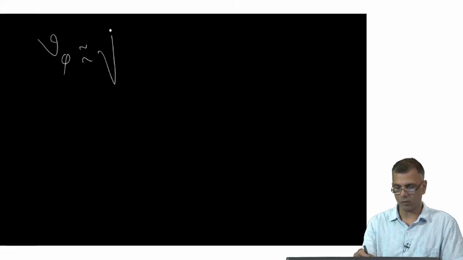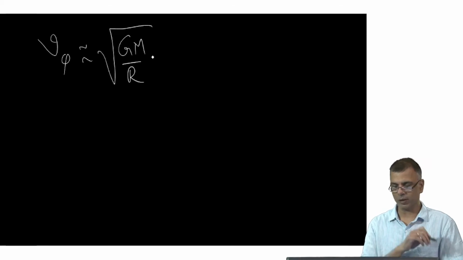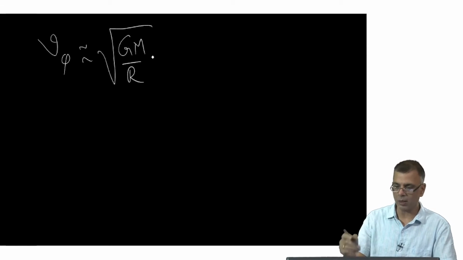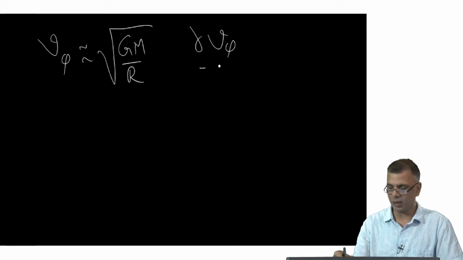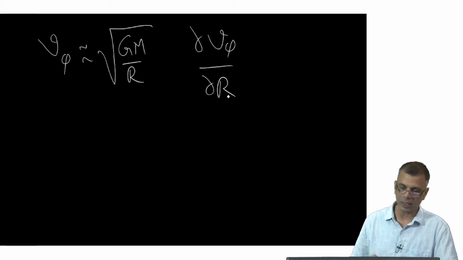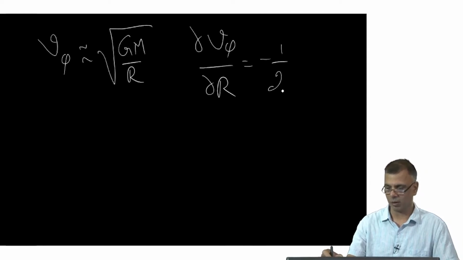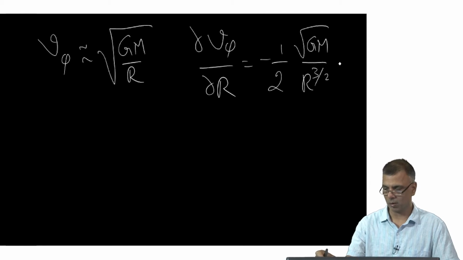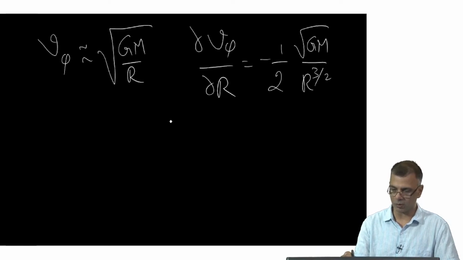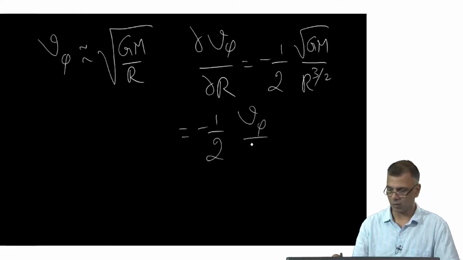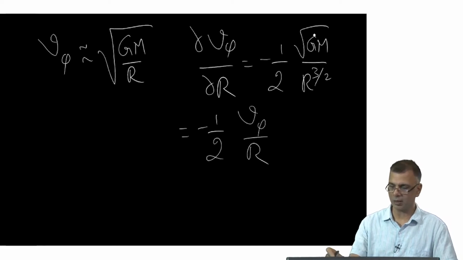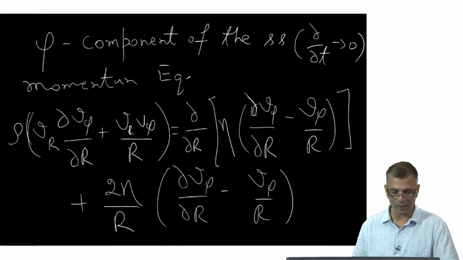Now we use the fact that V phi is almost equal to the Keplerian value, and therefore things like dV phi dr would be something like minus 1/2 of V phi over r. You just divide this by r and you essentially get this. So anytime we see a dV phi dr, we simply write it as V phi over R, like that.